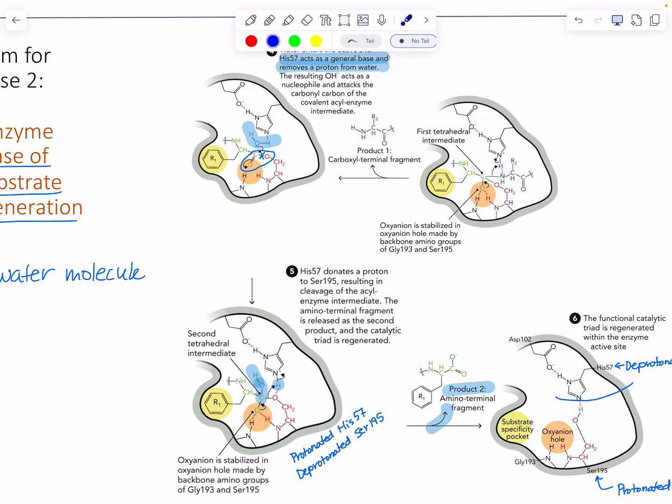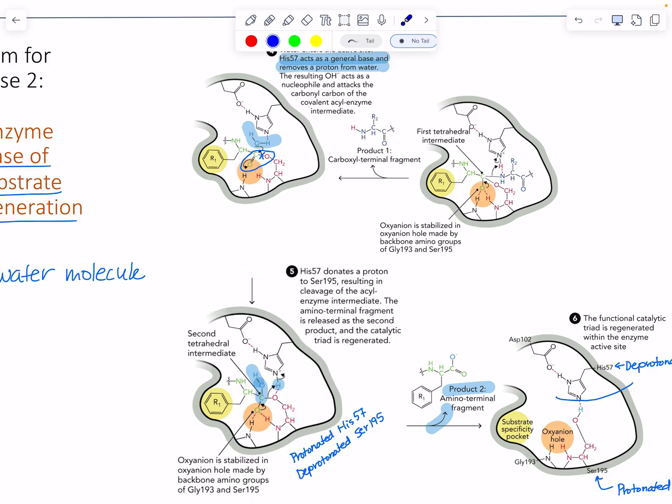All right, so we've talked about general acid, general base catalysis, a covalent enzyme intermediate, covalent catalysis, and we've talked about the role of the oxyanion hole. So the last thing that we have to talk about with regards to chymotrypsin and serine proteases in general. Remember that serine proteases are a class of enzymes that all use these 3 residues for catalysis: the aspartic acid, the histidine, the serine.